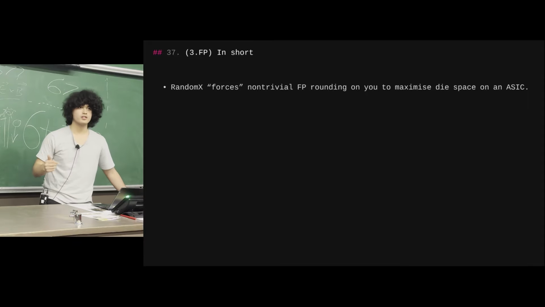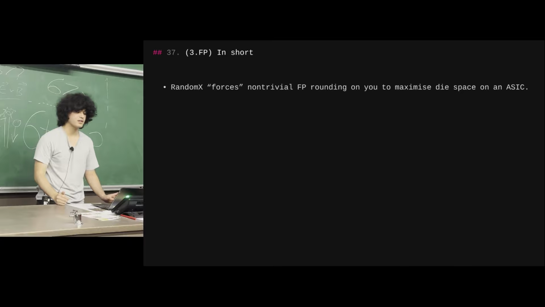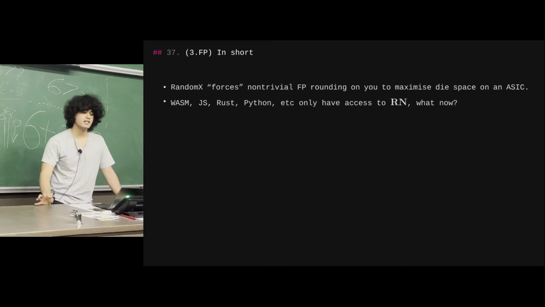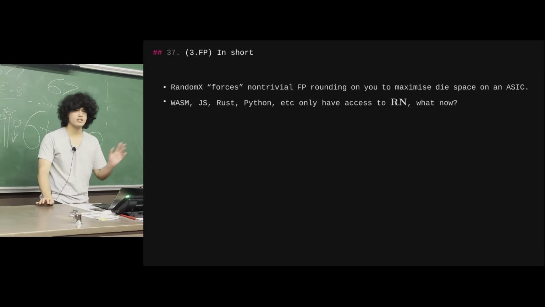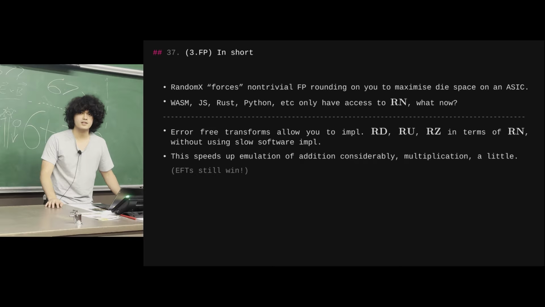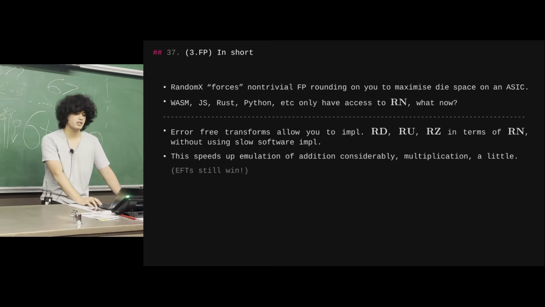So, in short, let me give a summary. RandomX forces non-trivial floating point rounding to maximize die space on an ASIC. WebAssembly, JavaScript, Rust, Python, all these programming languages only have access to round-to-nearest, Rn. So what do you do now? We can use error-free transforms, EFTs. These allow you to implement round down, round up, and round zero in terms of Rn without using a slow software implementation. This speeds up the emulation of addition considerably, and multiplication just a little, but they still win.